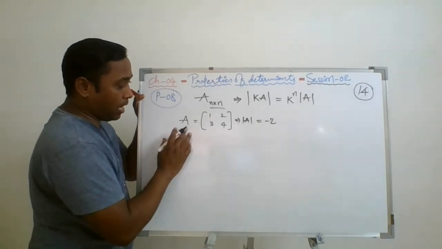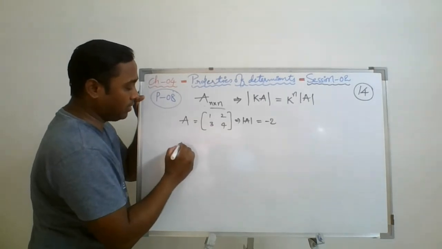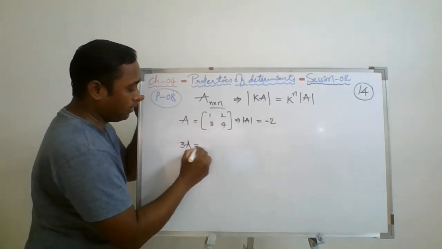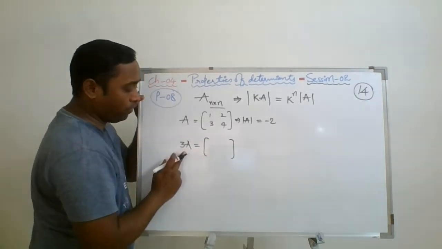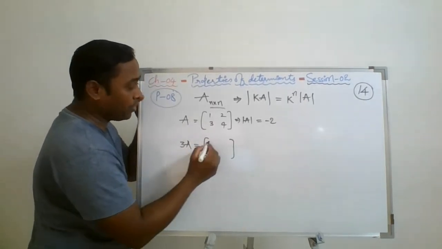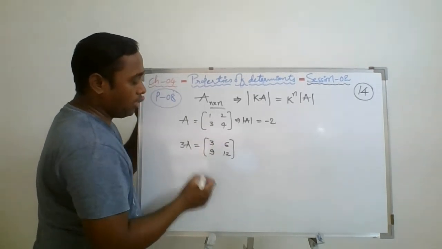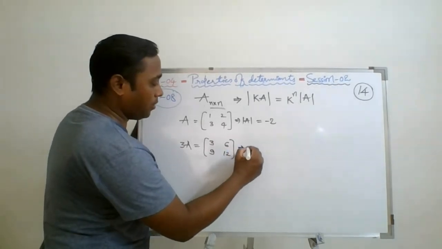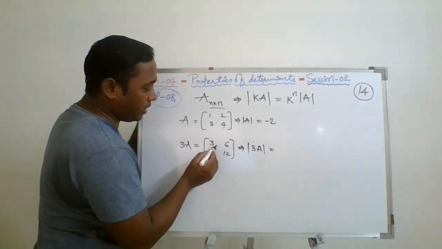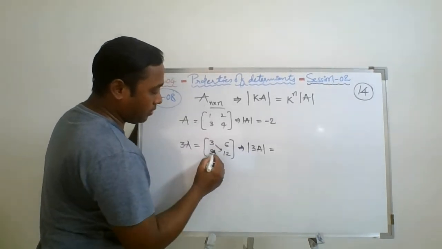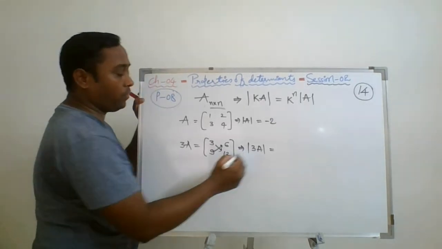Now if I multiply this entire matrix with 3, let us say I multiply by 3, so 3A, 3 times this matrix is equal to what? Every element of this matrix is multiplied by 3. So it will be 3, 6, 9, 12. Now if I want to calculate the determinant of 3A, what value will you obtain here? 12 times 3 is 36 minus 9 times 6 is 54. 36 minus 54.